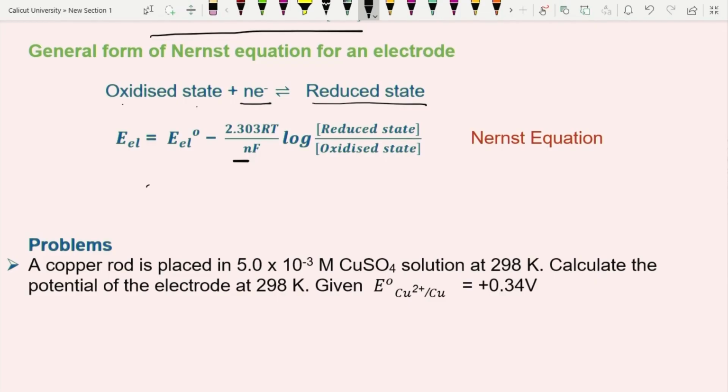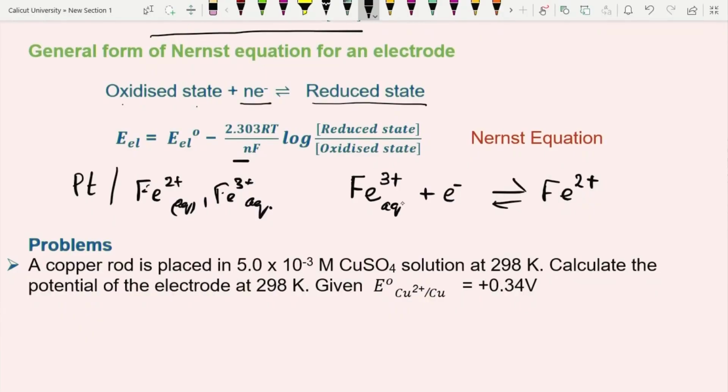For example, if I take a redox electrode, which we were talking about in the last class, that is platinum dipped in a solution of Fe2+ aqueous, comma, Fe3+ aqueous. Now, the electrode reaction will be: identify the oxidized state, that is Fe3+, which takes up 1 electron to give Fe2+. So, this is the electrode reaction where Fe3+ and Fe2+ are in aqueous solutions.